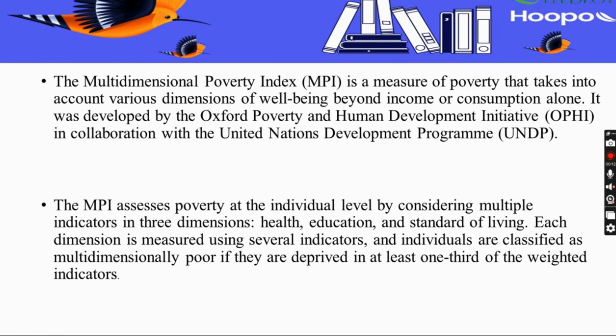The Multidimensional Poverty Index is a measure of poverty that takes into account various dimensions of well-being beyond income or consumption alone. It was developed by the Oxford Poverty and Human Development Initiative in collaboration with the United Nations Development Programme. The MPI assesses poverty at the individual level by considering multiple indicators in three dimensions that are health, education, and standard of living. Each dimension is measured using several indicators, and individuals are classified as multidimensionally poor if they are deprived in at least one-third of the weighted indicators.